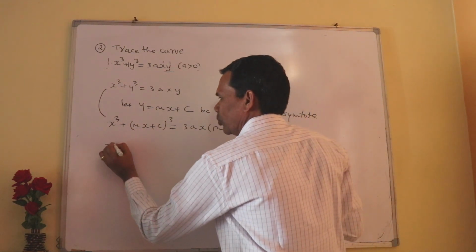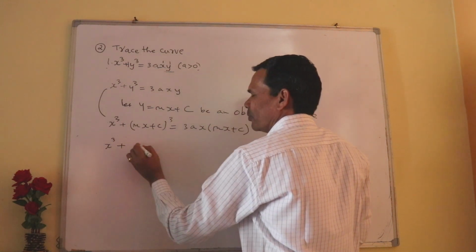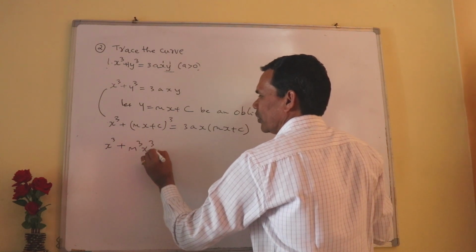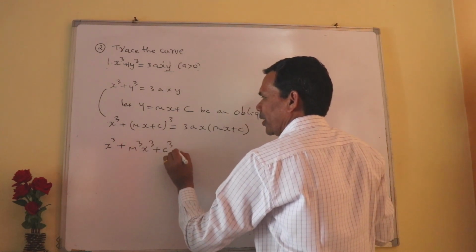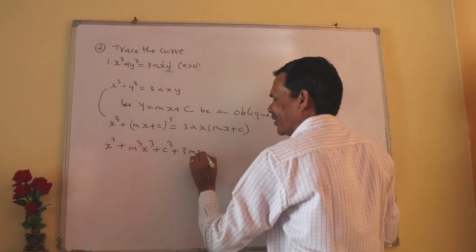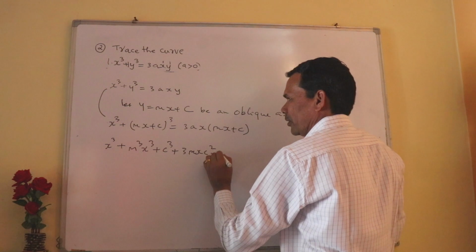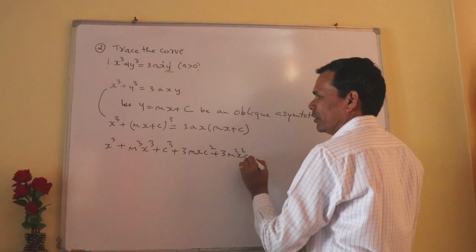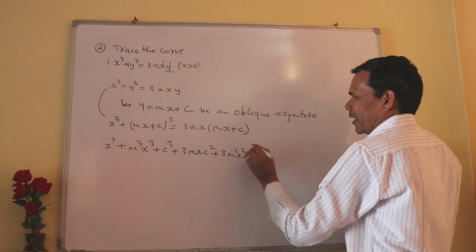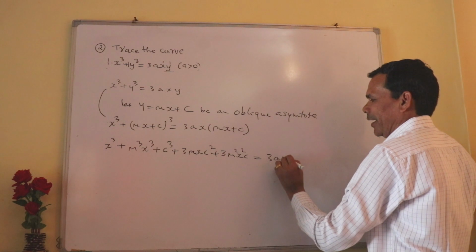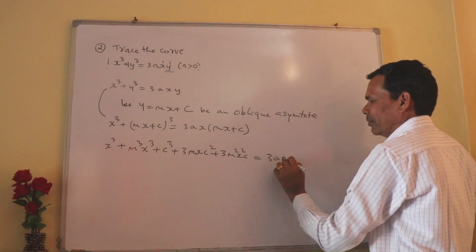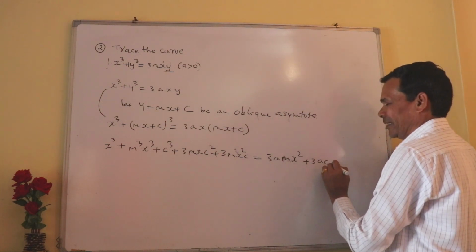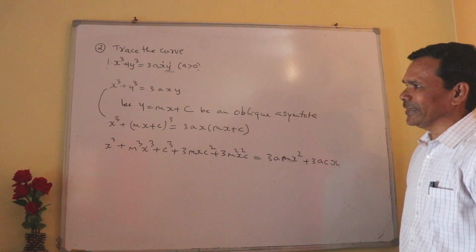So x cube plus, opening this by (a plus b) cube, it is m cube x cube plus c cube plus 3 times m x c square plus 3 times m square x square into c, and this is equal to the right hand side, 3 times a m x square plus 3 times a c x.